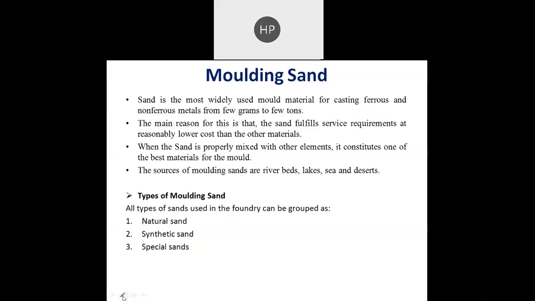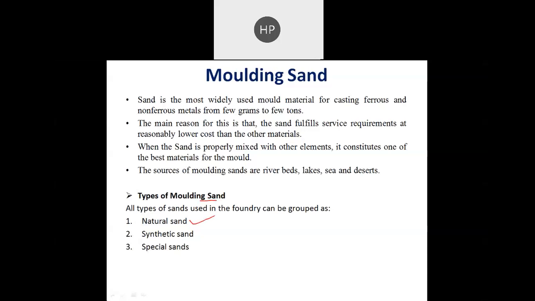In the last lecture of the subject manufacturing technology, we started our discussion on metal casting. So we started our discussion on molding sand, and in that we talked about the use of molding sand and the various types of molding sand.